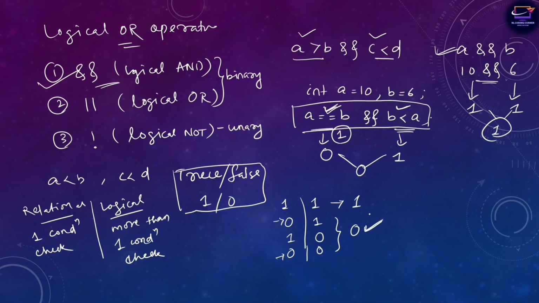Why so? Because if the first condition is 0, then ultimately the output will be 0. So no need to check the next condition, right?